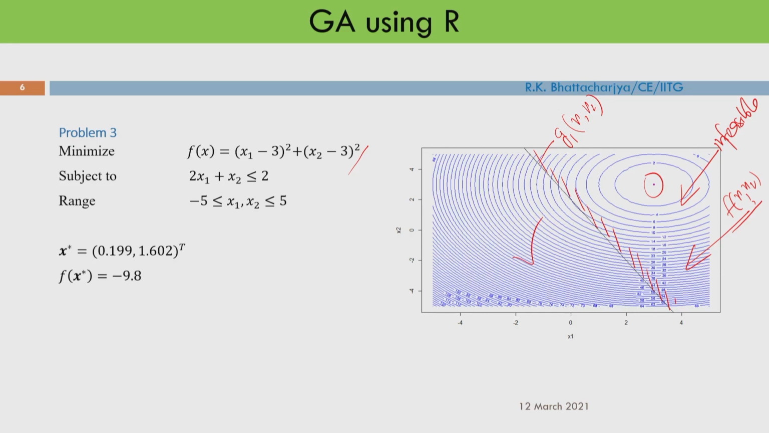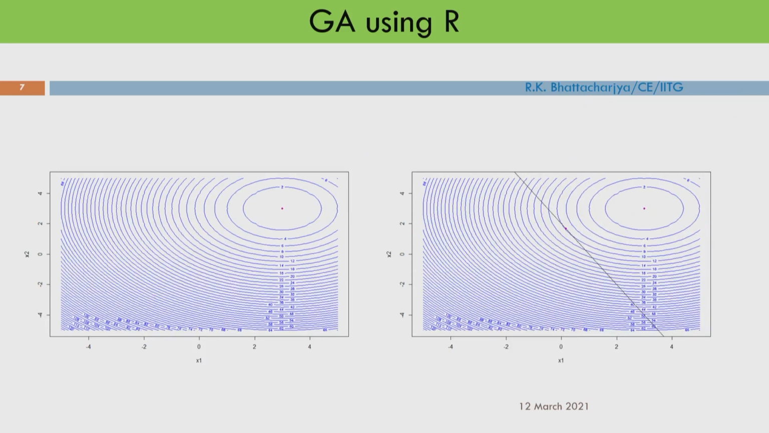So, if I find the minimum point, the solution should be somewhere here. I have shown the solution here: the solution is x 1 equal to 0.199 and x 2 equal to 1.602, and the function value is minus 9.8. So, that is the minimum function value. I have shown you the solution here.